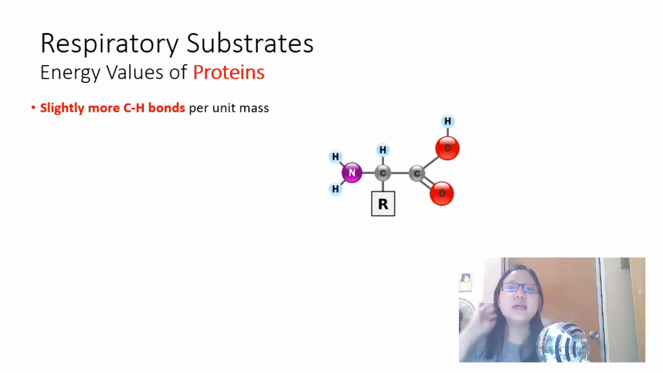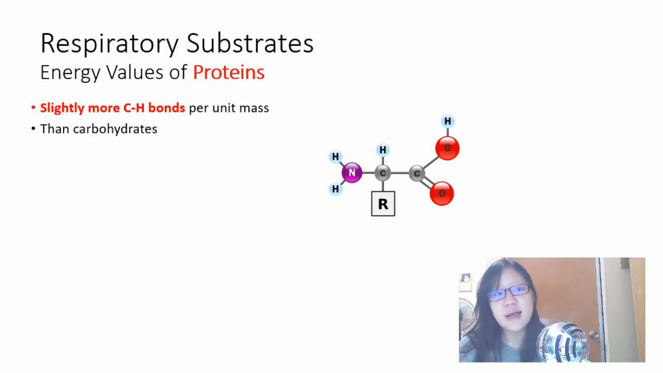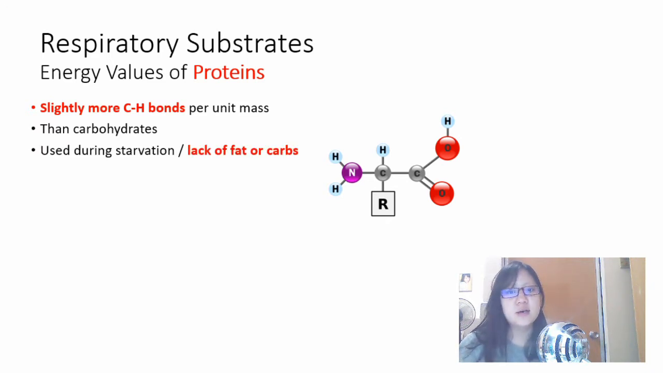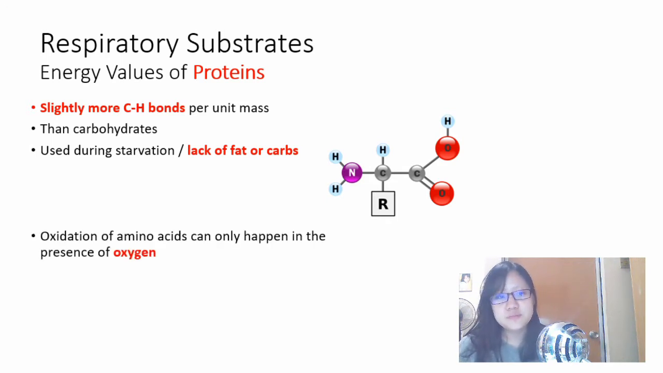Okay, so proteins are in the middle between carbohydrates and lipids. They have slightly more carbon-hydrogen bonds per unit mass than carbohydrates, but still less than lipid. Just slightly more. It's usually used during starvation or a lack of fat or carbs, so it's used as a last resort. Oxidation of amino acids also can only happen in the presence of oxygen, like we said just now.